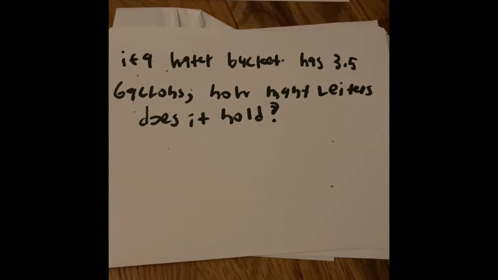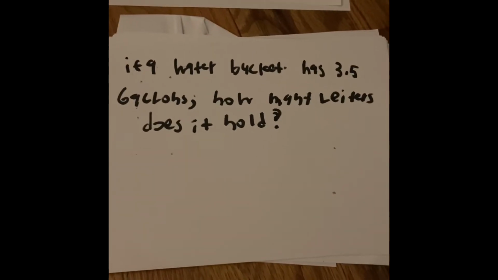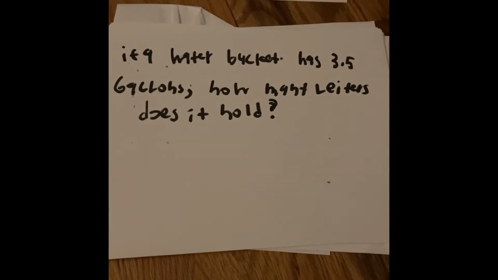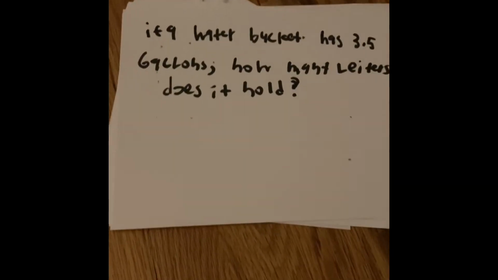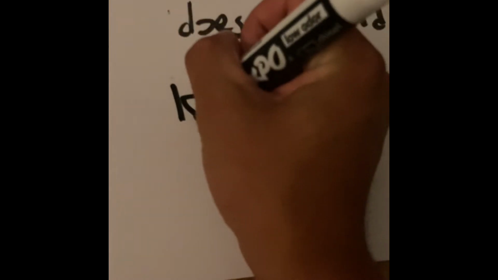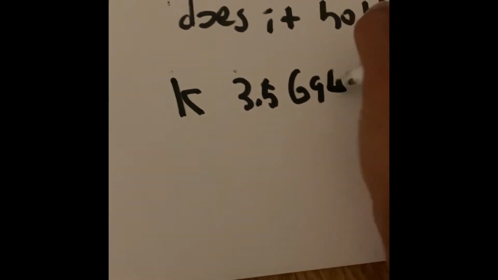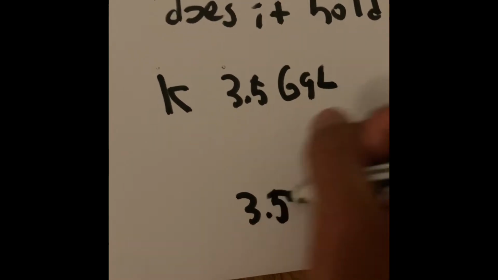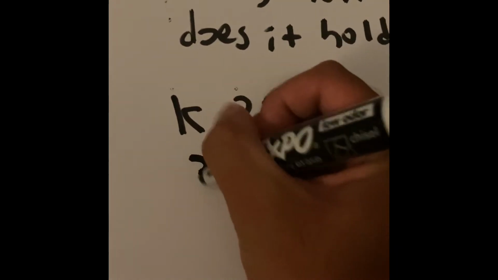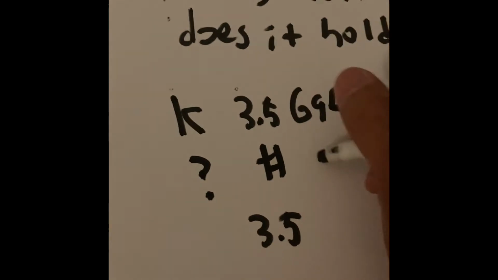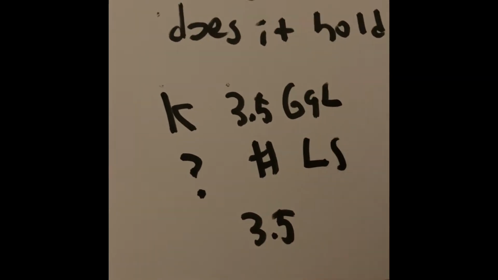If a water bucket has 3.5 gallons, how many liters does it hold? So what we have to do is, we already know that the water bucket holds 3.5 gallons, so we're going to put 3.5 down here. What we have to find out is how many liters there are.